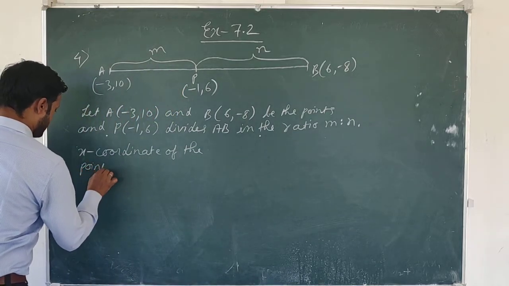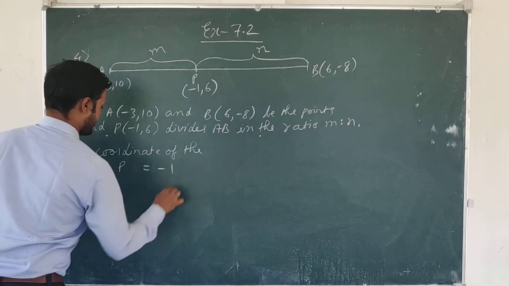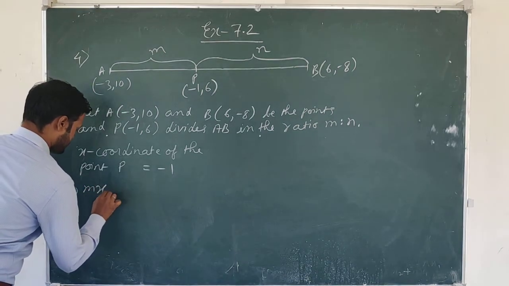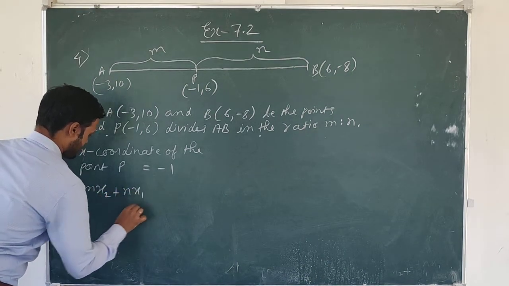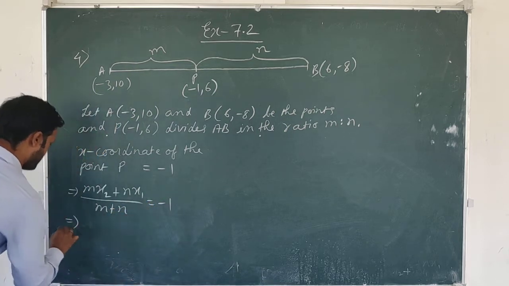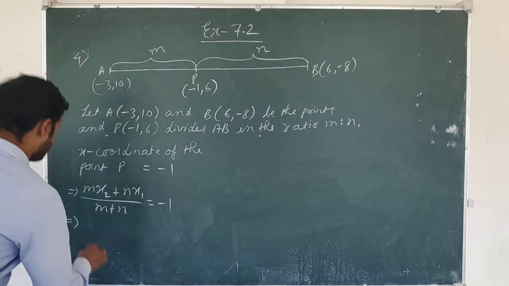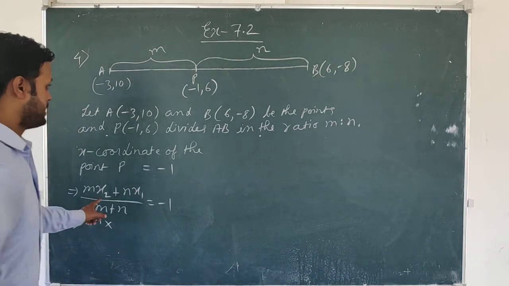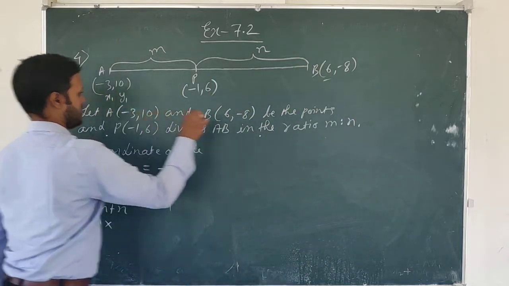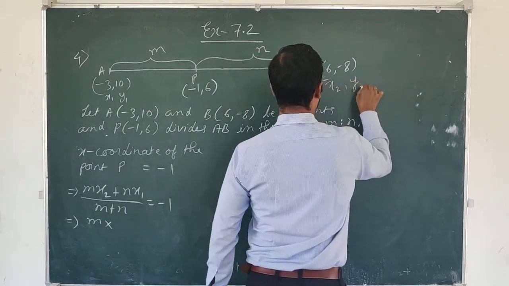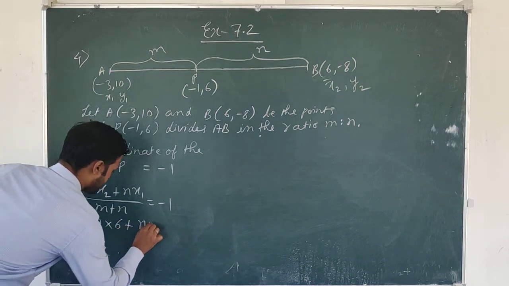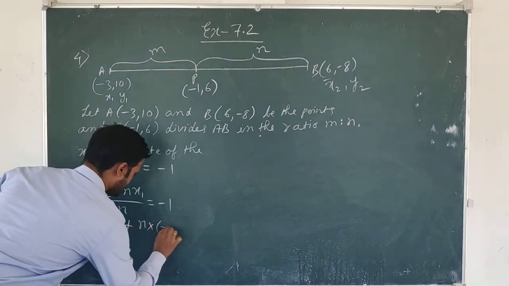X coordinate of the point P is equal to minus 1, isn't it? So the X coordinate formula is (m x2 plus n x1) by (m plus n) is equal to minus 1. Now what is the value of m, students? M is not given to us, so let it be. What is the value of x2? 6. This is x1 and this is x2. So m x2, right here 6, and what is the value of x1? Minus 3.